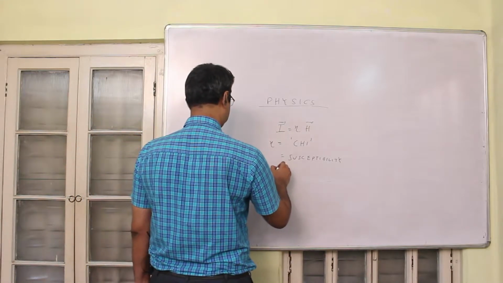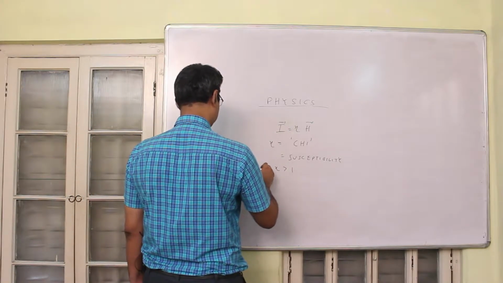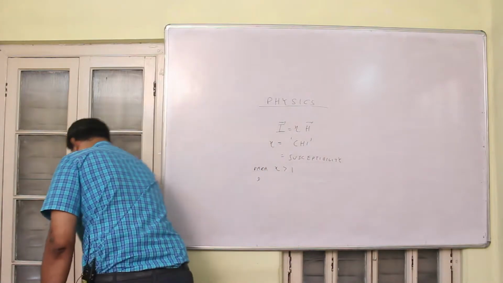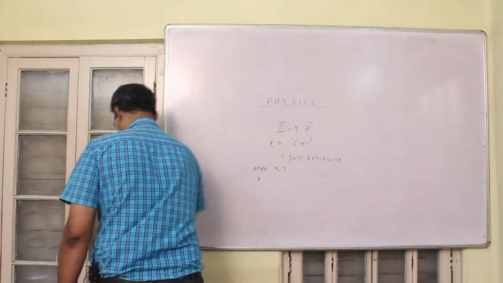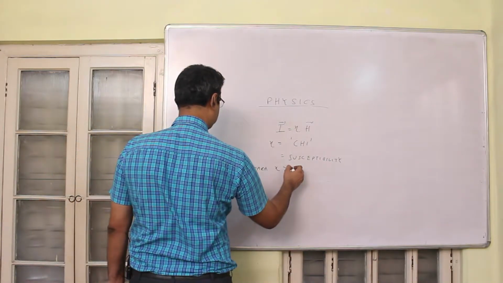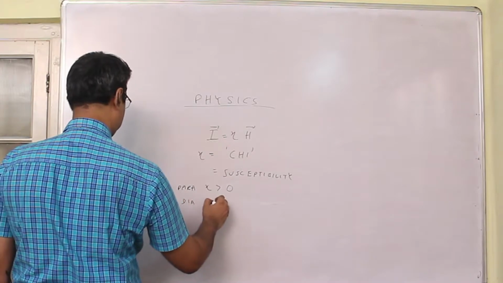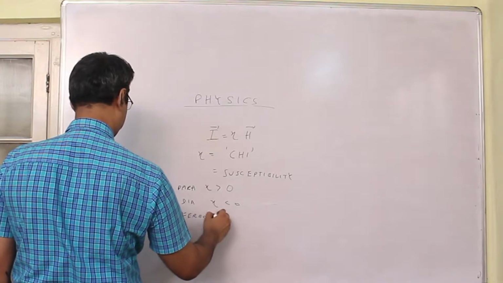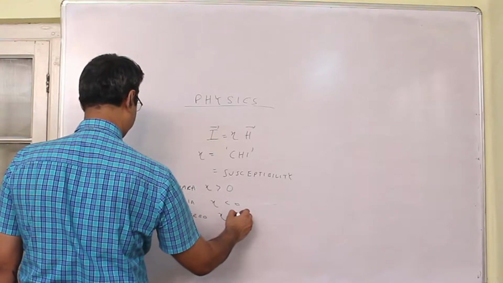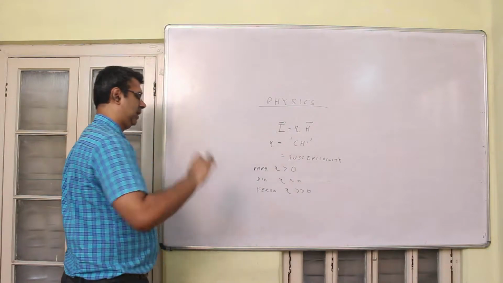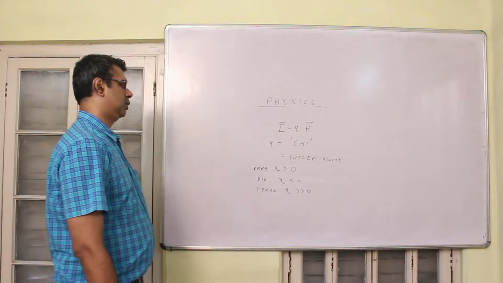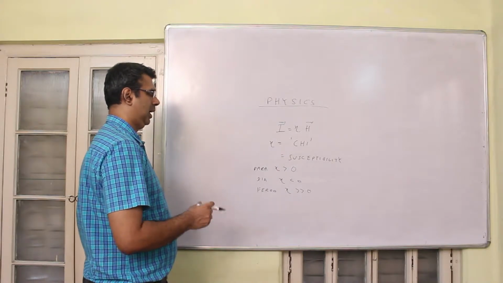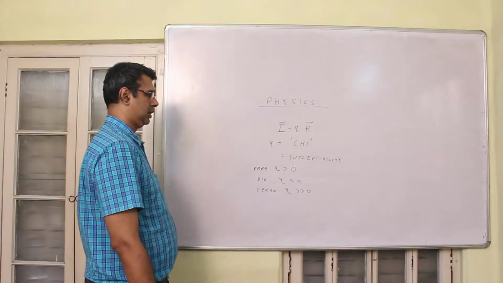Now just remember one thing: for para, susceptibility is greater than 0. For dia, susceptibility is less than 0. And for ferro, susceptibility is much greater than 0, in the region of thousands. So susceptibility gives us a mathematical expression to understand the magnetism of a substance.